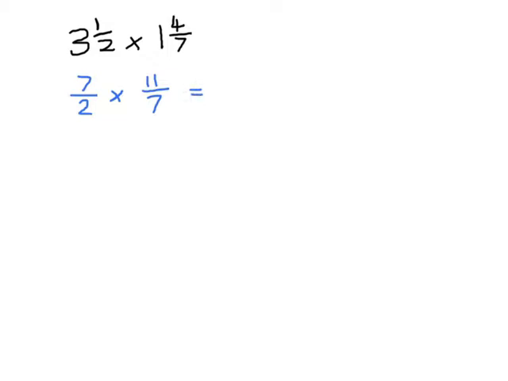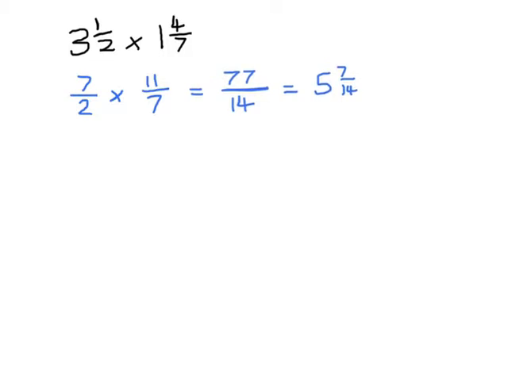we'll just do top times top and bottom times bottom. So 7 times 11 gives us 77, and 2 times 7 gives us 14. We want to return that to a mixed number though, so we can either cancel this as we look at it now, and work out what goes into 77 and 14, or we can return it to a mixed number first. I'm going to turn this into a mixed number first by just finding out how many 14s go into 77, and I know that that's 5, and then I've got 7 left, so that must be 7/14.